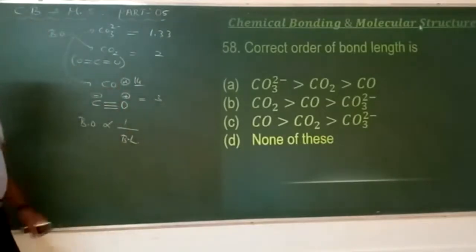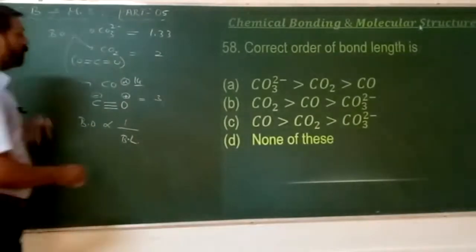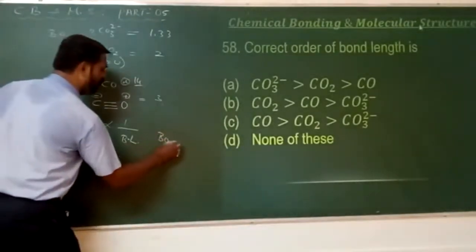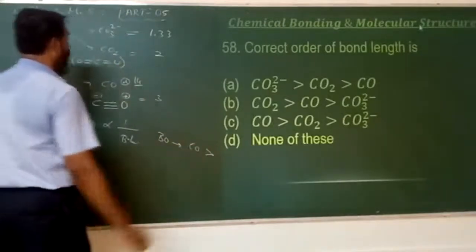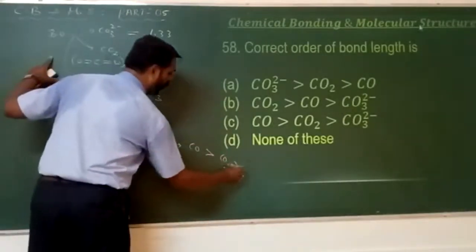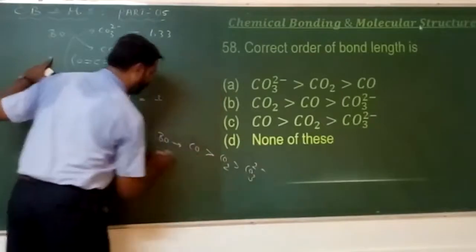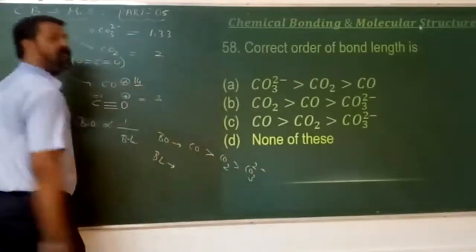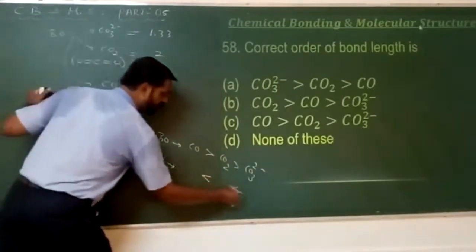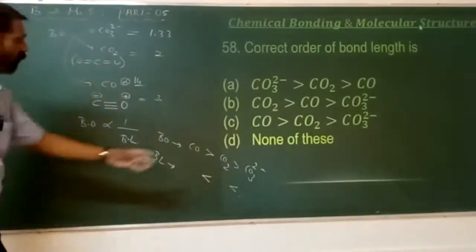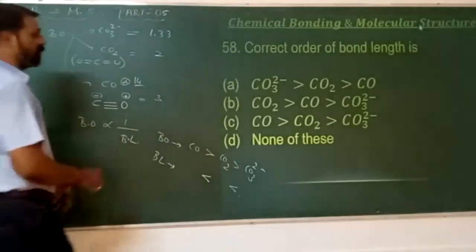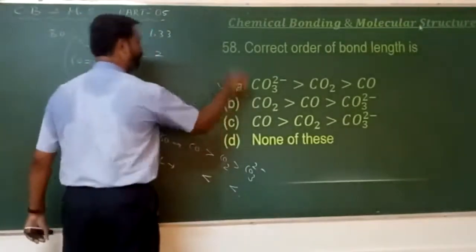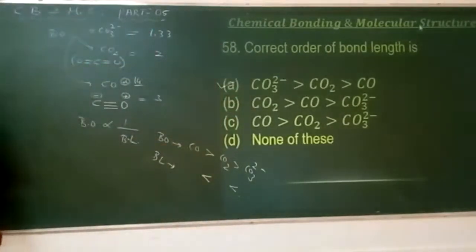So with respect to bond order, what is the order here? Bond order is CO is greater than CO2 is greater than CO3 2 minus. In case of bond length, it is the reverse: CO3 2 minus is greater than CO2 is greater than CO. Therefore, the option with respect to that is going to be the 58. Okay.